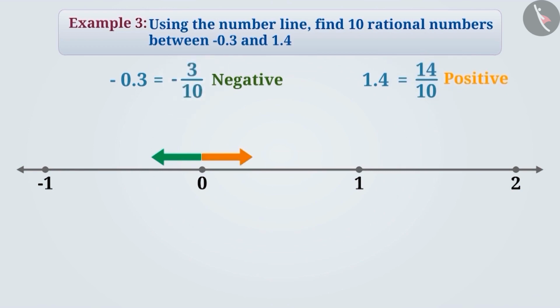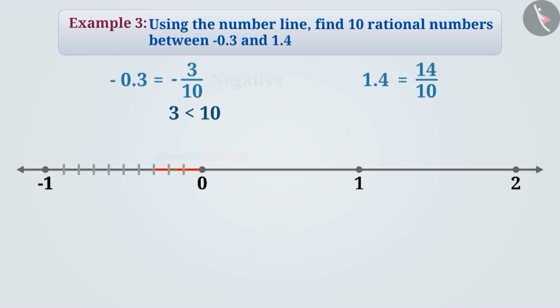Ignoring the minus sign of minus 3 by 10, we see that the numerator 3 is a number smaller than its denominator 10. So the position of minus 3 by 10 is between 0 and minus 1. To find the exact position, we divide the distance from 0 to minus 1 into 10 equal parts, to the left of 0. Take the first 3 parts and mark it minus 3 by 10.